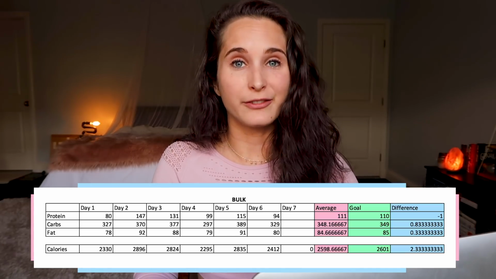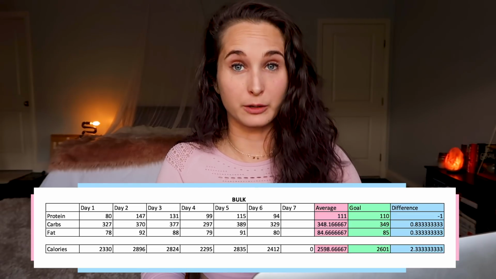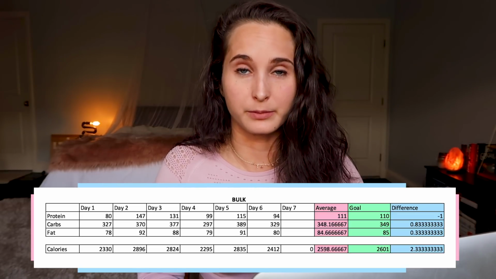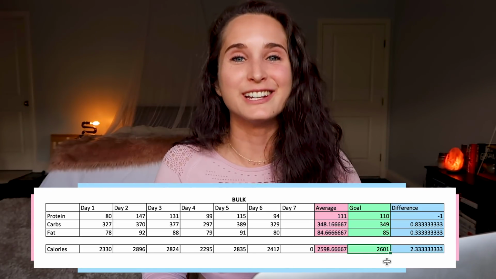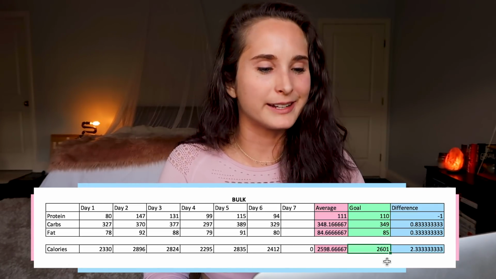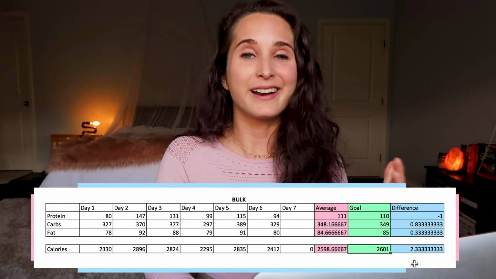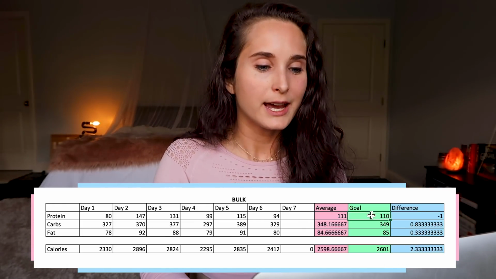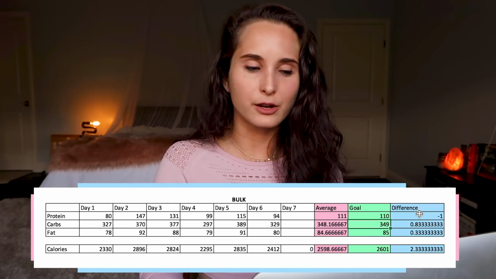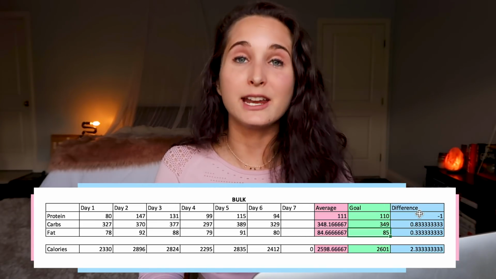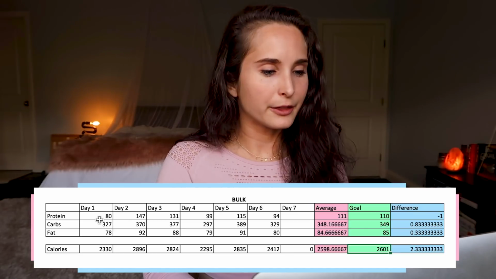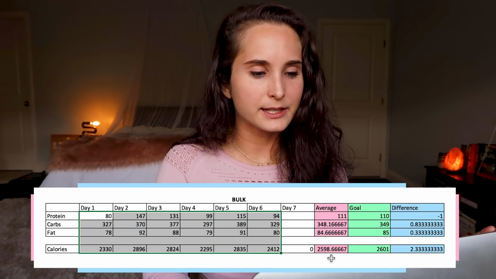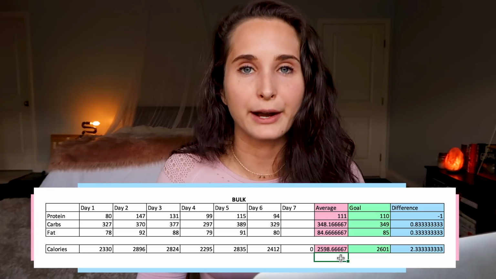So here's an example of a week in a bulk, at least for me. A lot of people, this would not be a surplus, but for someone my size, 2,600 calories would be a pretty darn decent surplus. So let's say your goal on average for the week while you are bulking is 110 grams of protein, 349 grams of carbs, and 85 grams of fat for a total of 2,600 calories. So you've gone through day 1 through 6 of the week. You've put in all of your macros and such.